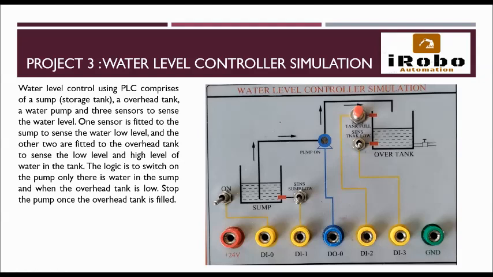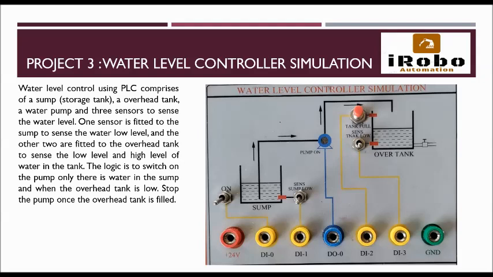The logic is to switch on the pump only when there is water in the sump, and when the water in the overhead tank is low. Stop the pump once the overhead tank is filled. So this has to be fulfilled. One can easily understand this problem because it's a very familiar problem statement. Every house has an overhead tank, a sump, a pump motor and a pump, right? It's a usual general problem.